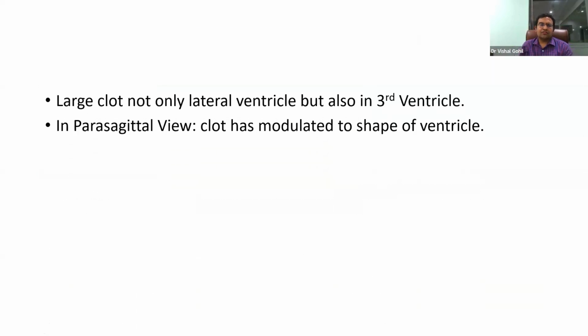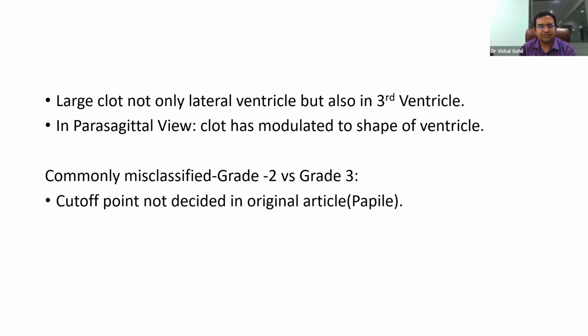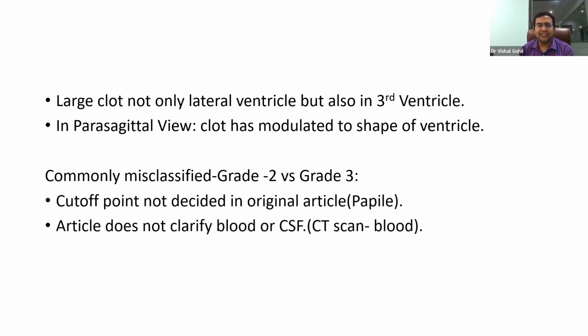Okay, so a large clot not only in the lateral ventricle but also in the third ventricle. In the parasagittal view, the clot is big enough that it can mold the shape of the ventricle. Common misclassification between grade 2 and grade 3. Why is it so? Because the original article does not decide the cutoff, which one is grade 2 or grade 3. Second important point, they haven't mentioned whether the dilatation is because of the blood or CSF. But when we go into the detail of the article, they show that the CT scan shows the blood, so we presume that the dilatation must be because of the blood.